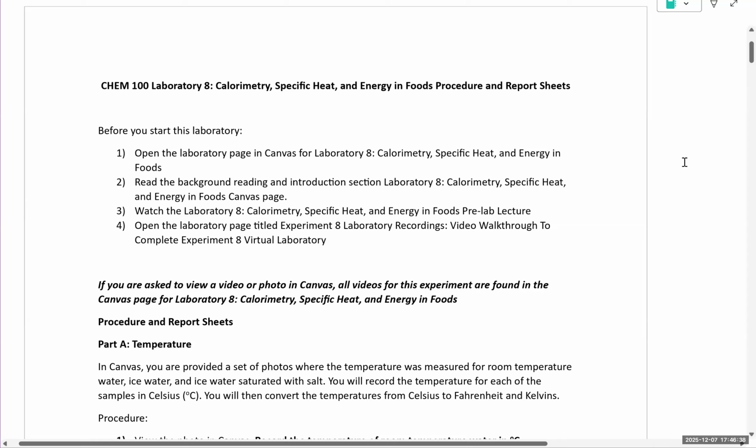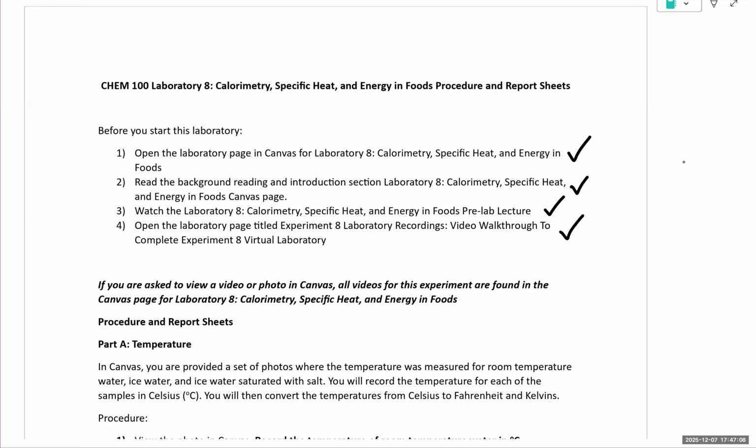So here are the procedure and report sheets. As always, we have a pre-lab checklist where we have to open the lab page, read the background reading and introduction section. I would encourage you to do that on your own time. You're going to want to watch the pre-lab lecture. And if you just have the procedure and report sheets handy, you'll want to open up the laboratory page titled Experiment 8 Laboratory Recordings, Video Walkthrough to Complete the Experiment 8 Virtual Laboratory. That's the video that you're watching right now.